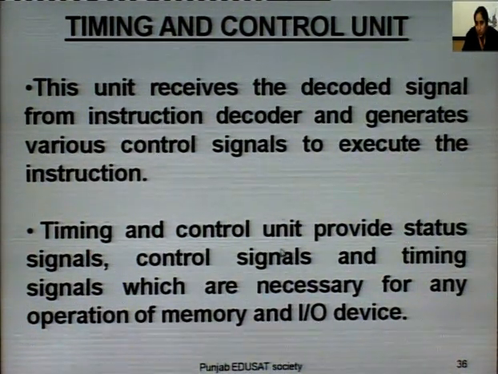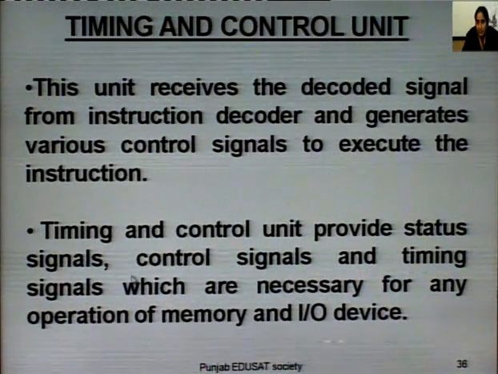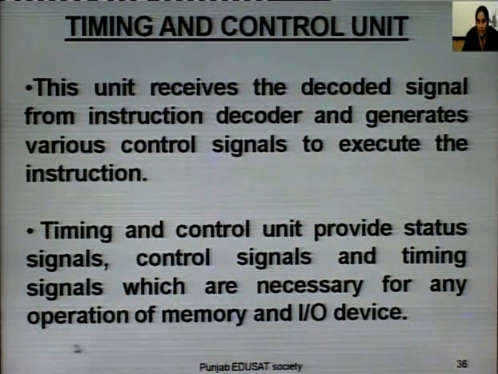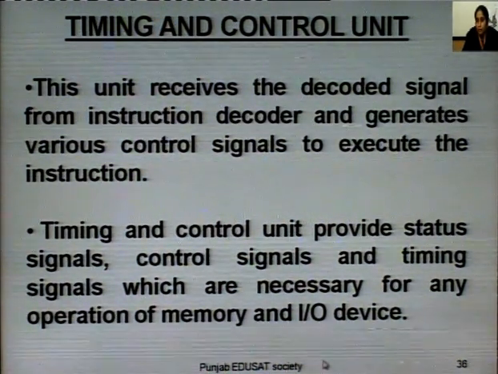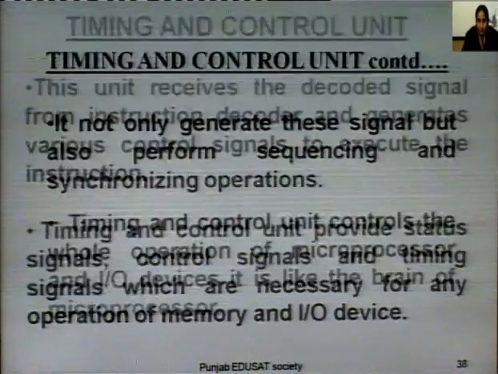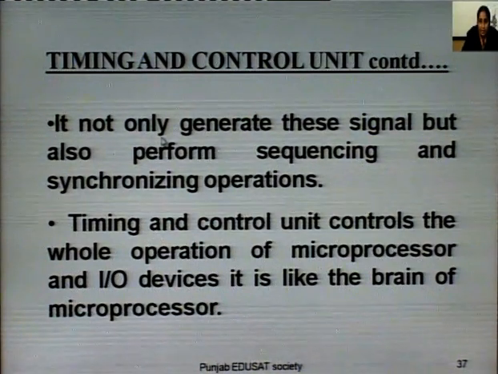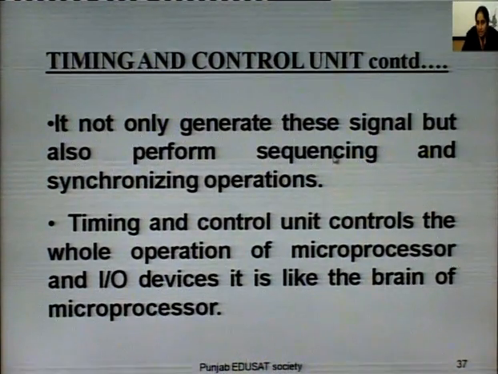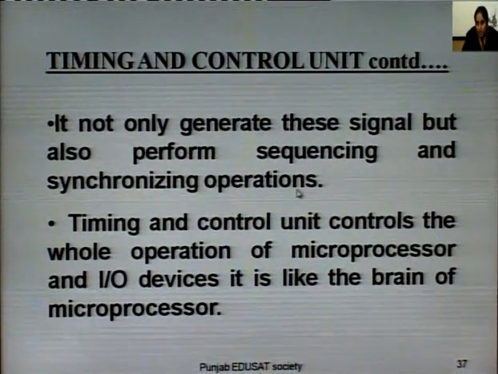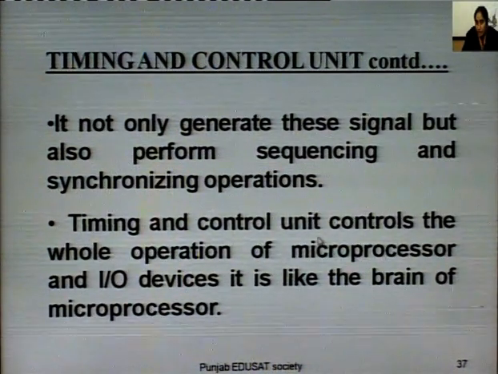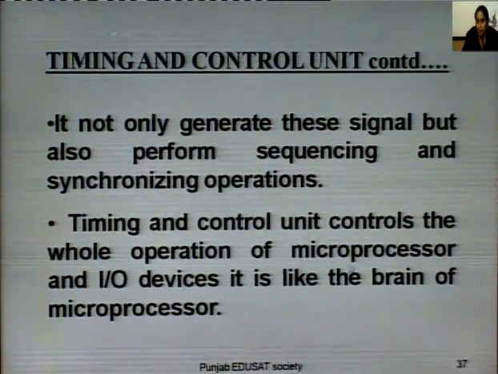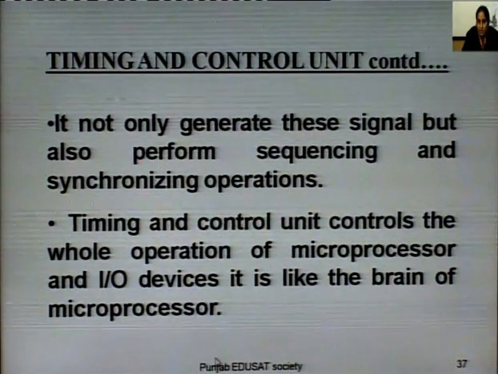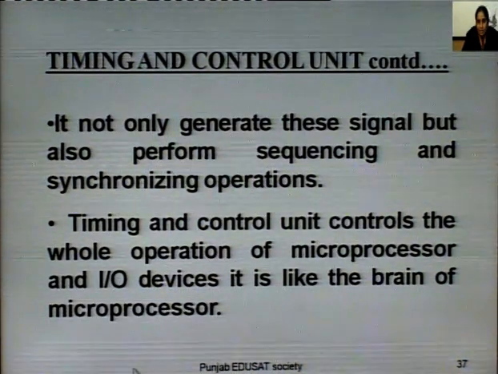Timing and control unit provides status signals, control signals and timing signals which are necessary for any operation of memory and input-output device. It not only generates these signals but also performs sequencing and synchronizing operations. Timing and control unit controls the whole operation of the microprocessor and input-output device. It is like the brain of the microprocessor.